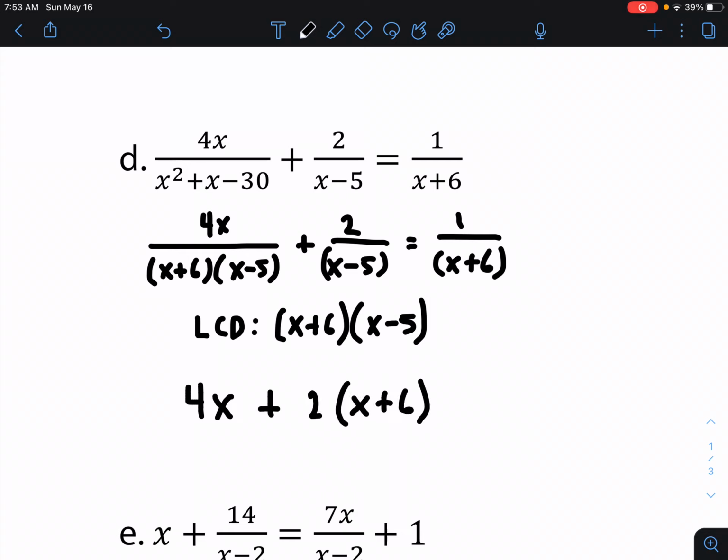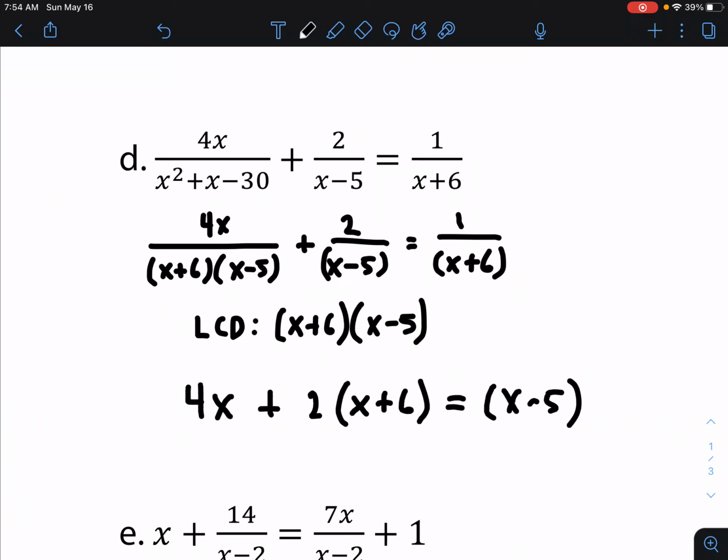And then similarly with the last one, since it already has an x plus 6 in the denominator, I need to multiply by an x minus 5. So I'm going to have, sorry, that should be an equal sign, 1 times x minus 5. Now, we don't technically need the 1, so I'm not going to write it. It's just going to add an extra step for me.